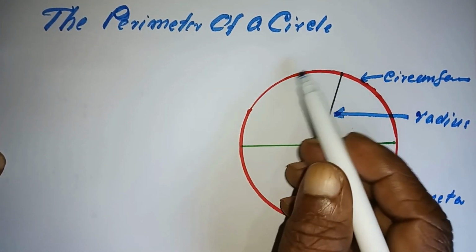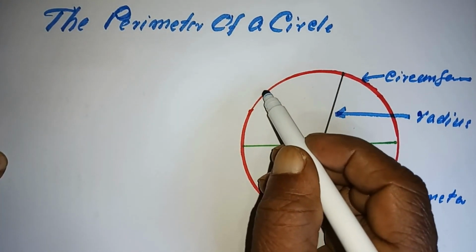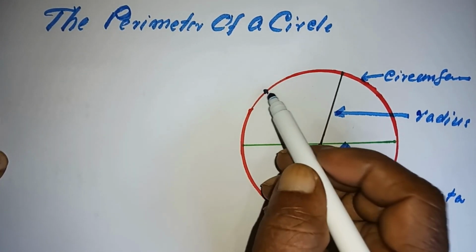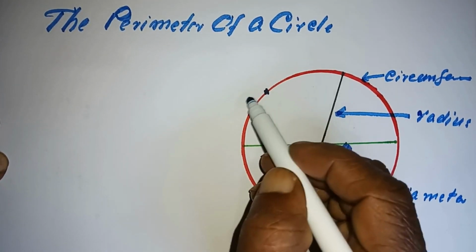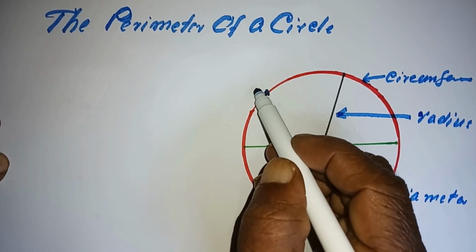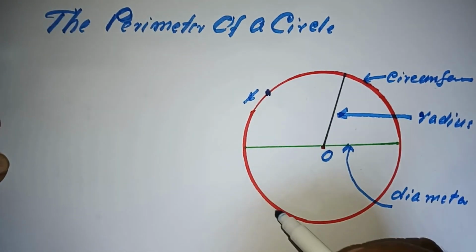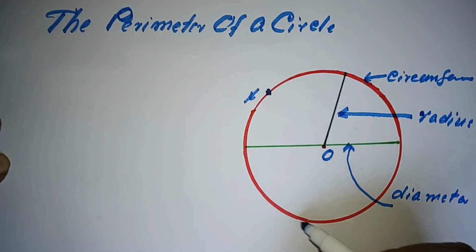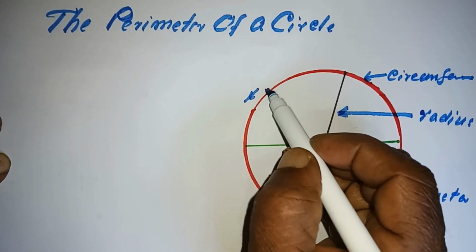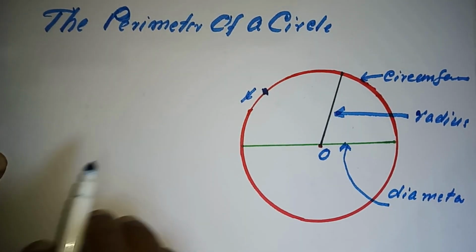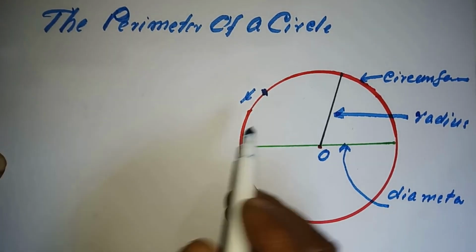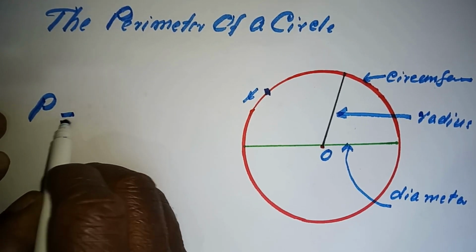The length of the circumference means if you start from a point on the circumference, move to one side and come back to the same point, the distance traveled is the perimeter of the circle. The perimeter of a circle will take the notation P.